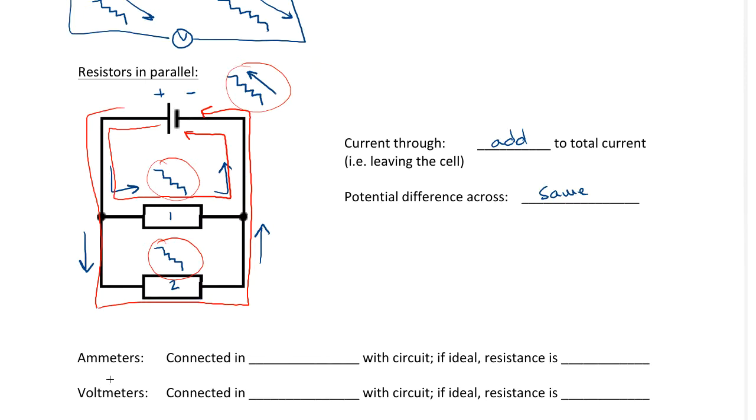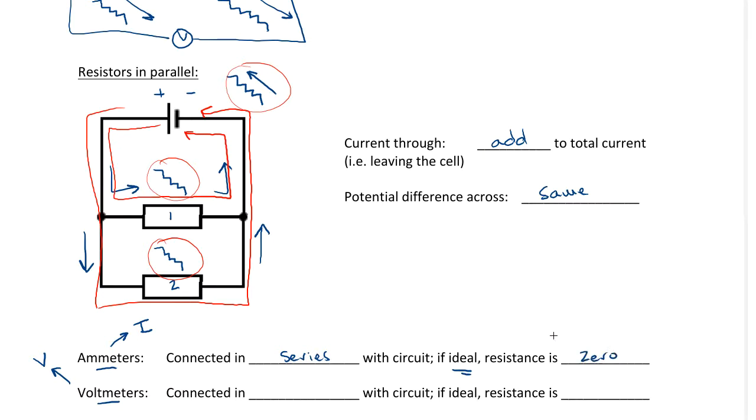Now let's quickly talk about ammeters and voltmeters. Ammeters measure current, and voltmeters measure the potential difference across something. Ammeters have to be connected in series with the circuit because we want the current going through the circuit to go through the ammeter as well. And we also don't want them to change the current. So in the ideal situation, the resistance of an ammeter is 0.